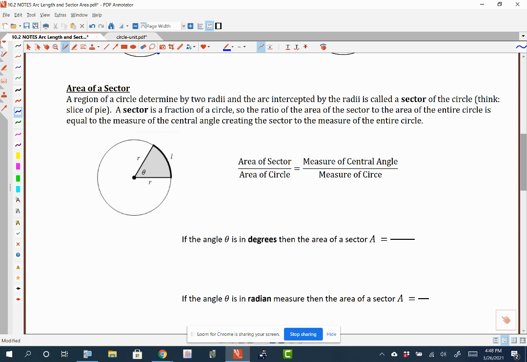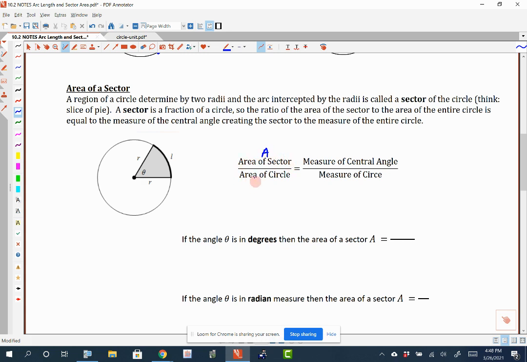So the ratio of the area of the sector to the area of the entire circle is equal to, and I've kind of got some fractions started down here, area of the sector compared to area of the circle is equal to the measure of the central angle that's creating the sector to the measure of the entire circle. So we're going to take this ratio and give us some letters here. So let's call the area of the sector A for area.